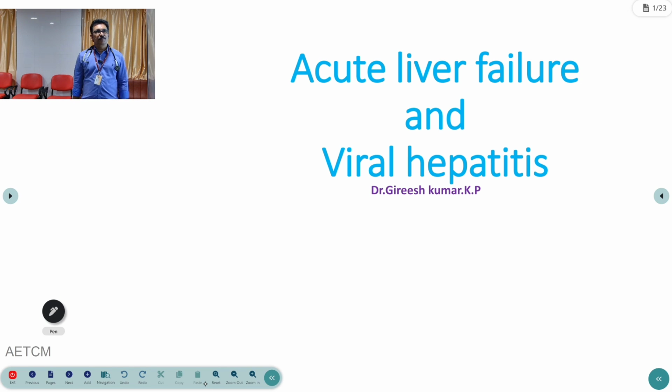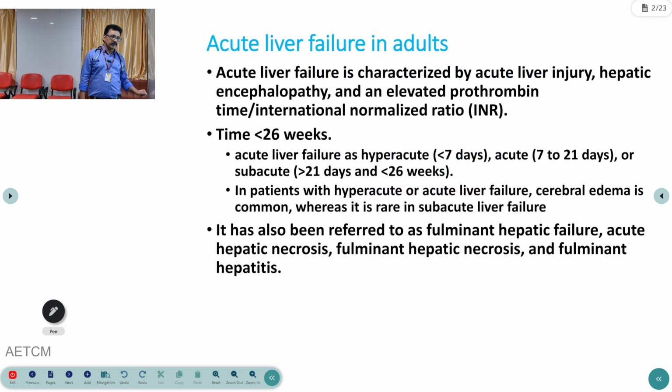Today let us discuss the causes for acute liver failure and mainly viral hepatitis. That is one of the major causes for acute liver failure in our country. Other than that, drug overdose or poisoning can also produce acute liver failure. It is characterized by acute liver injury, hepatic encephalopathy, and elevated PT-INR, prothrombin time and INR.